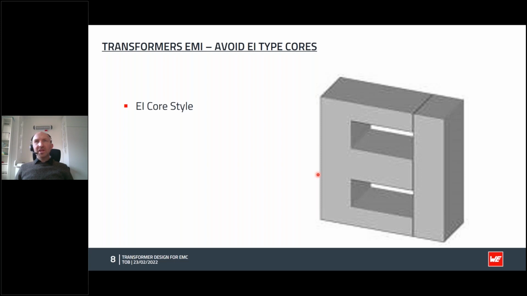Yeah, another thing we can avoid, or should avoid, is this type of core. This is an EI shaped core. Maybe it's fairly obvious why it's called EI. This bit here looks like an E, and this bit here looks like an I. And in some transformers, specifically flybacks, and in all inductors, we need an air gap.